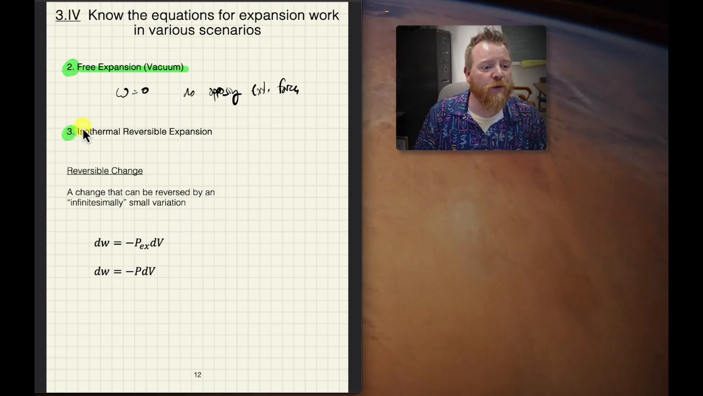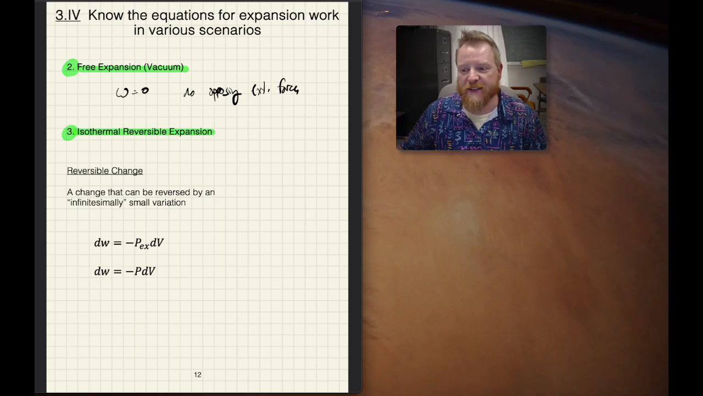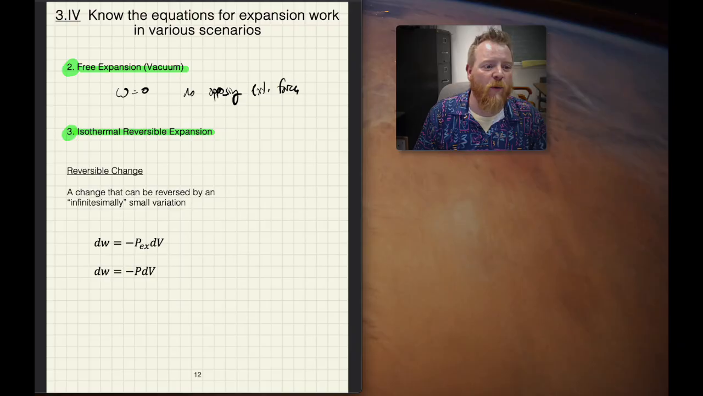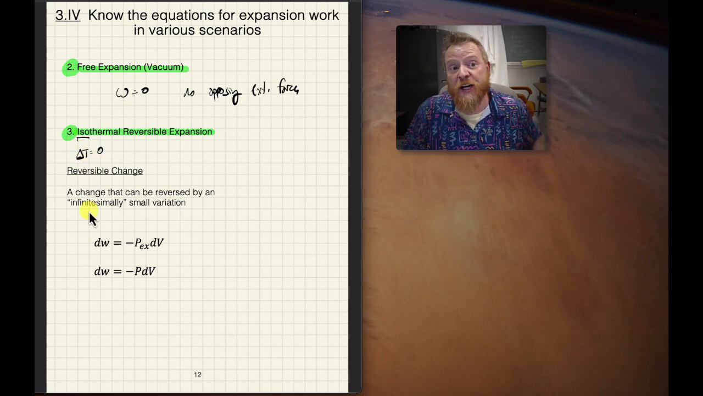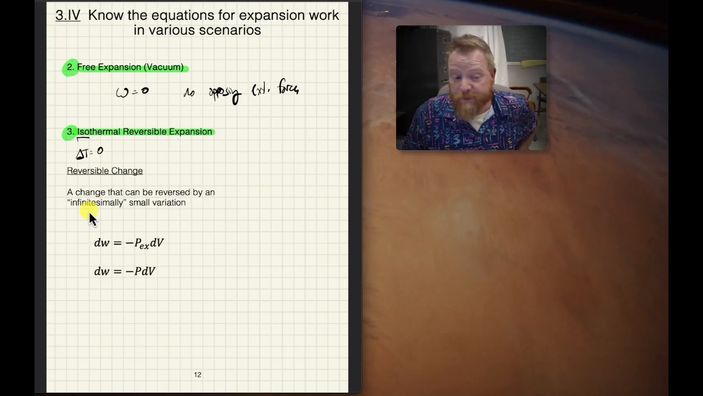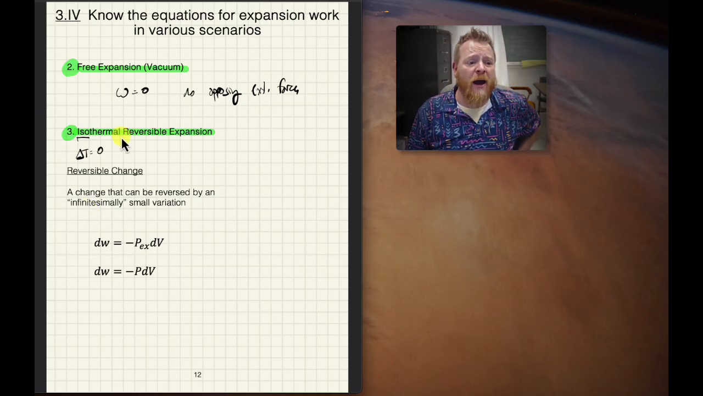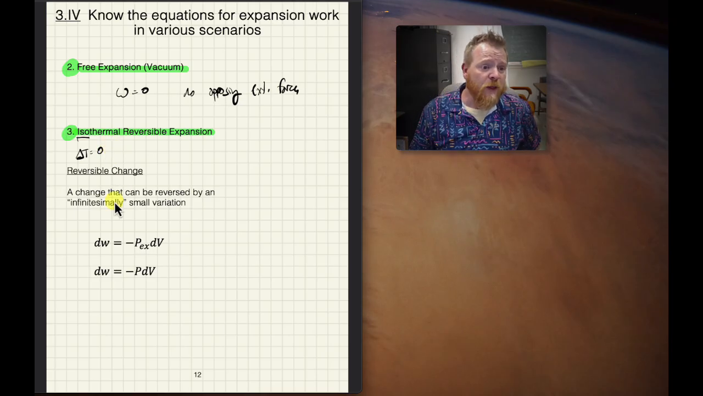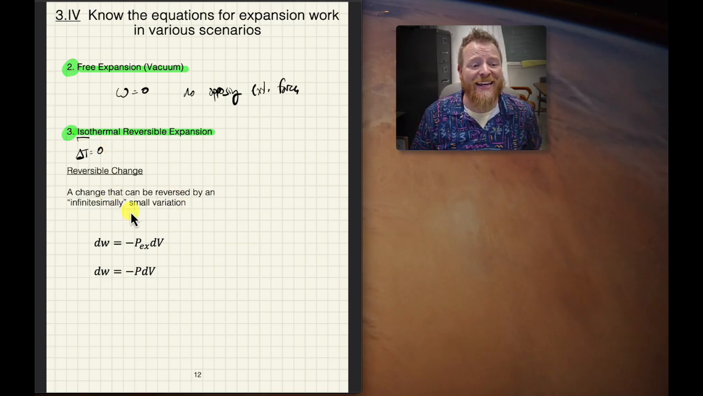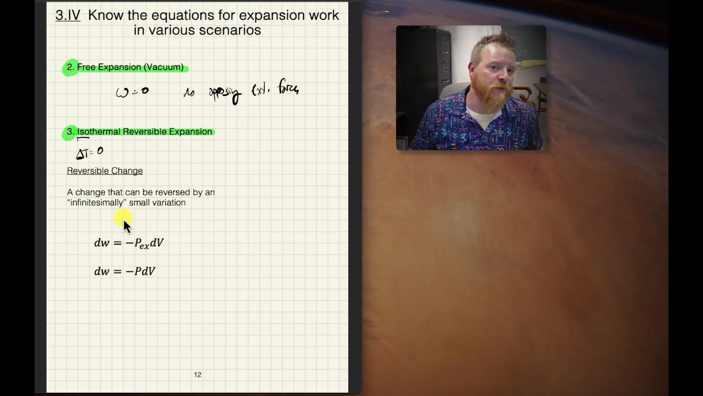So scenario number 3, isothermal reversible expansion. So this is going to take us a minute to work through. And we want to think about what all of these things mean. So isothermal meaning delta T equals 0. So there's no temperature change when something is isothermal. We also want to think about the thermodynamic definition of reversible. So it's a change that can be reversed by any infinitesimally small variation.